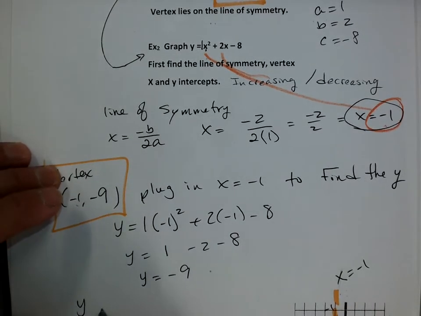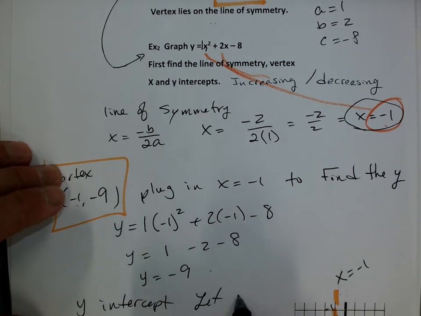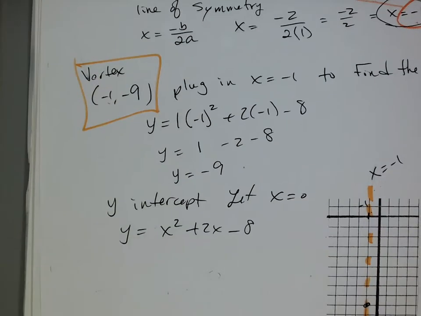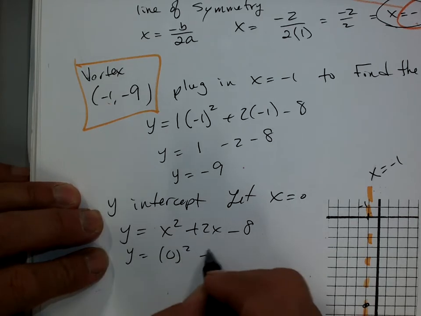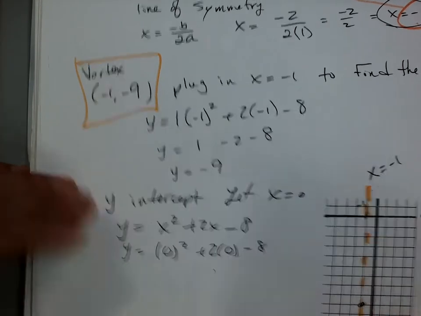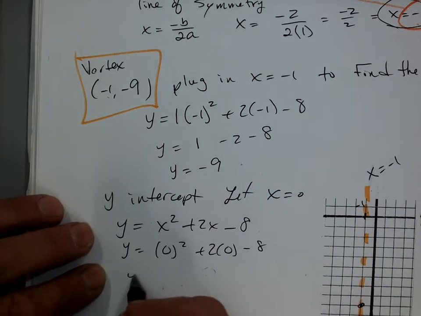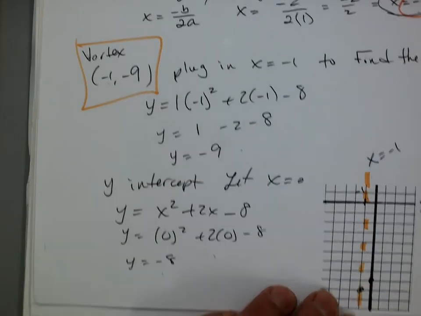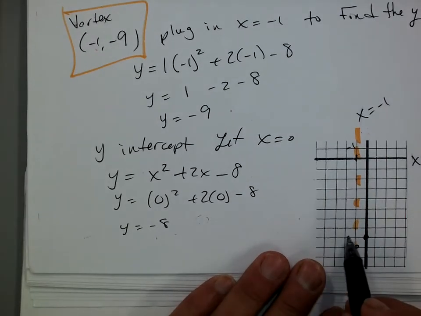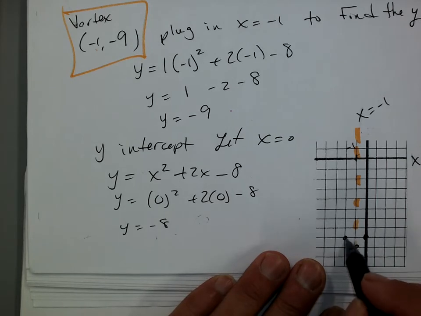I know my y-intercept because to find the y-intercept, I let x equal 0. So here's my equation. Okay, slide it up so you can see it. I'll let my x equal 0 and solve: y equals 0 squared plus 2 times 0 minus 8. Well, that's just negative 8, right? Which on my graph is right there. Now if you flip it over, because it's symmetrical, you get that one there, okay?